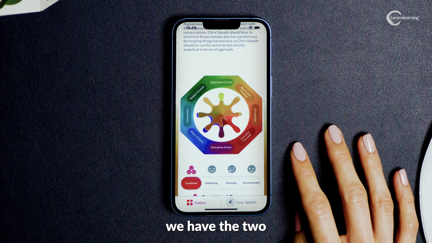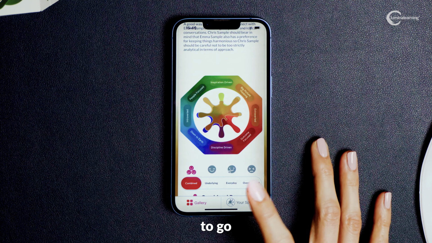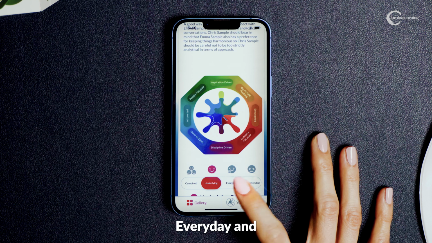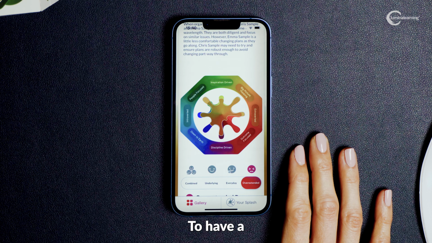So now that we have the two splashes overlaid, we can do a comparison of how they might be similar to each other or different from each other, how they might find it easier to work together or communicate together, and how they might find it harder. And because we've got their full splashes scanned in, we can compare at a combined persona level, but we can also use our persona switcher to go to the underlying, everyday, and overextended personas to have a really detailed conversation.